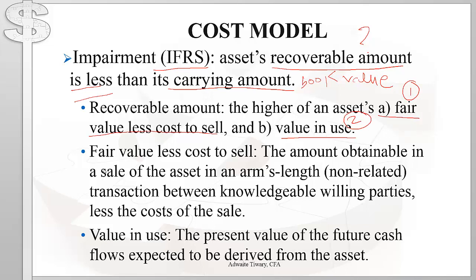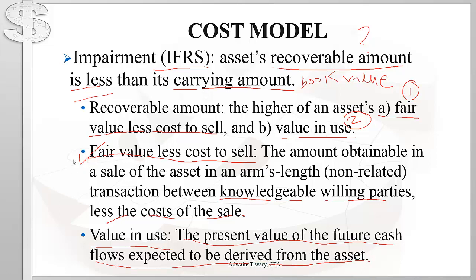Fair value less cost to sell. That's the amount that we expect to receive if we were to sell this asset to a third party, to an unrelated party that was knowledgeable and willing. That's fair value, and then we just deduct the cost to sell this asset. And that will provide us the fair value less cost to sell. Value in use, on the other hand, is a discounted cash flow analysis. It's the present value of the future cash flow that we expect to receive from this asset over its life.